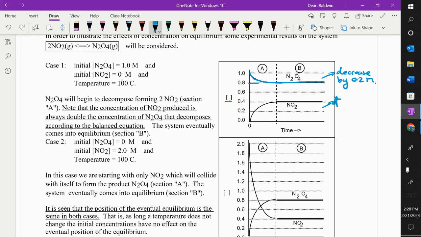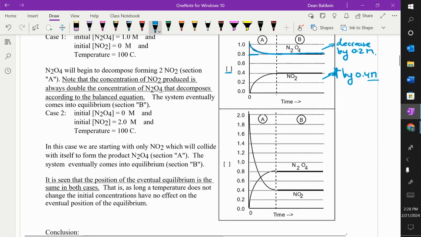Let's put an arrow up. Increase by 0.4 molar. Okay. So that was where we ended up. We started with 1 molar of N2O4, and we finished at equilibrium with 0.8 molar of N2O4 and 0.4 molar of NO2. What if we flip it?